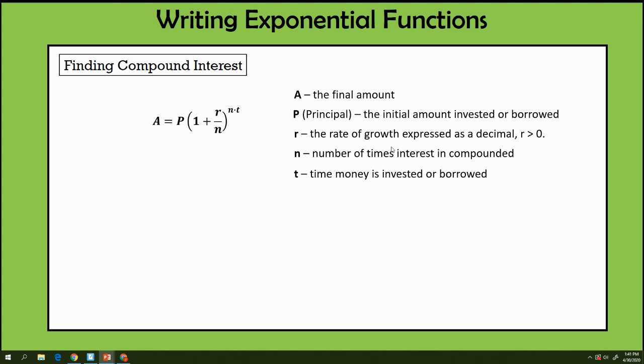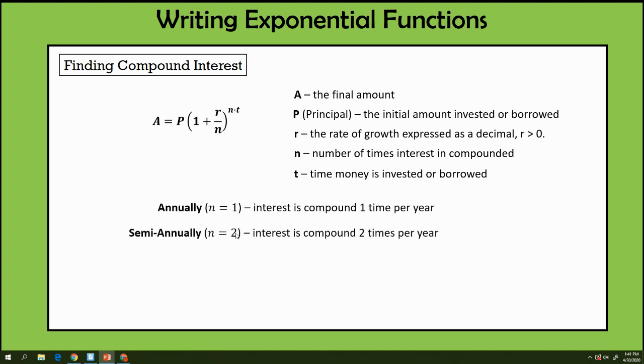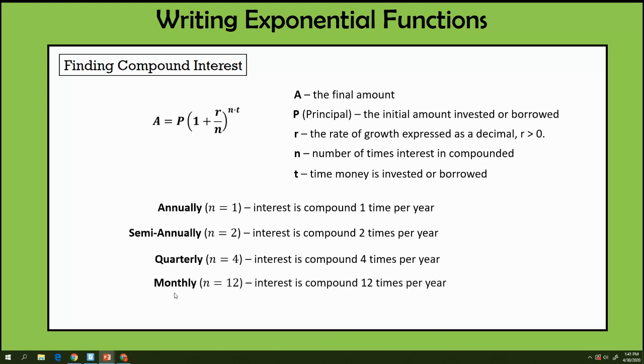Let's talk about N real quick. So when you compound interest, you can do it a few different ways. One way is annually. Annually means you do it once a year. N would be 1. And that's really basically simple interest. Okay, you could do it semi-annually, which would be twice a year, and that means our N would be 2. You could do it quarterly, which would be 4 times a year, where N would be 4. Monthly, 12 times a year, N is 12. And lastly, you could do it daily, which is you do it every day, 365 times during the year.